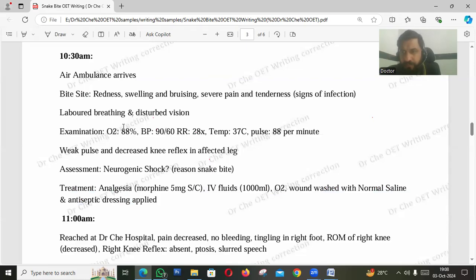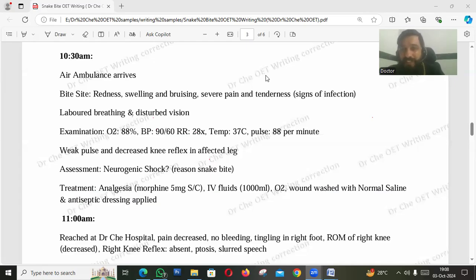Why? Because we are talking to the GP, so we can just write that she has signs of infection. Does the GP know what the signs of infection are? Yes, he knows, he doesn't need to know what the signs were. He's a doctor, but not a doctor like me, who is teaching OET. Anyway, okay. So the GP knows these things.